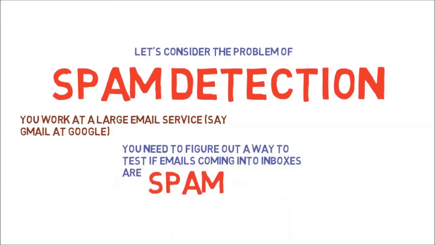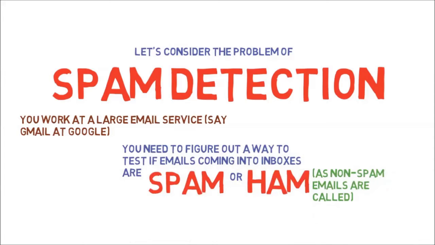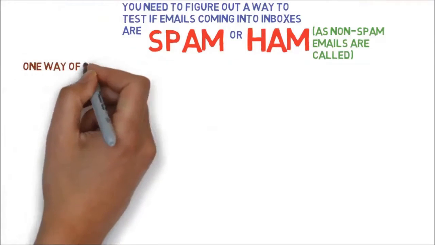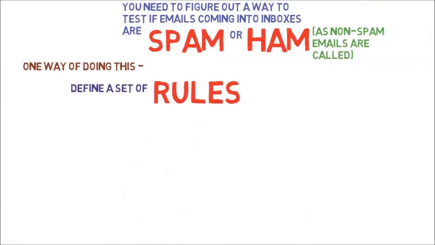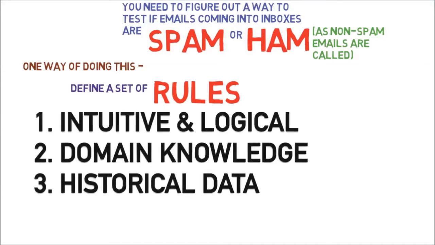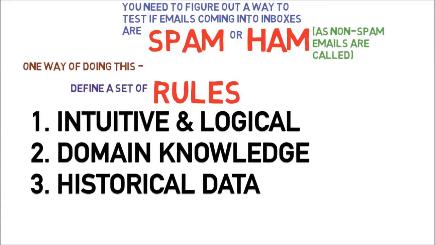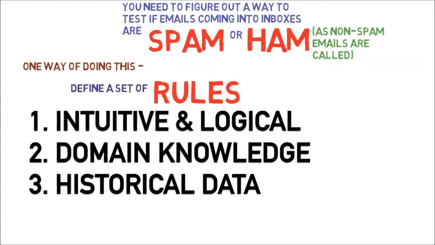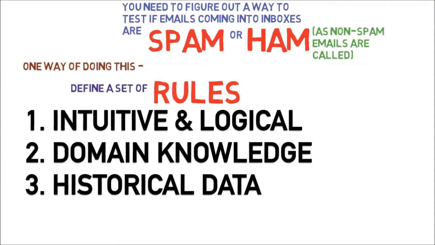Essentially, you need to identify attributes of spam and ham emails by monitoring the emails that come in, and then use these attributes to classify emails. One way of doing this is using rule-based approach. You will need to define a set of rules, and if these rules are checked, you can mark an email as spam, and if not checked, you can mark it as ham. Some of these rules can be intuitive or logical, or based on domain knowledge, or on study of pattern in historical data. To do all of these, you'll have to spend weeks or months analyzing data.